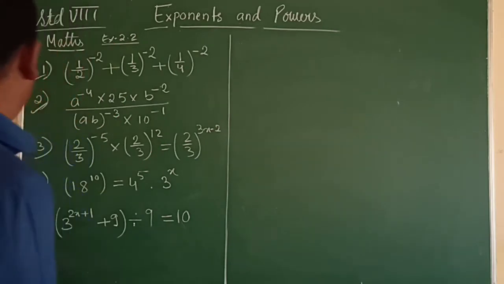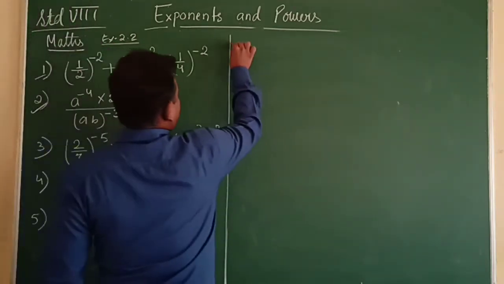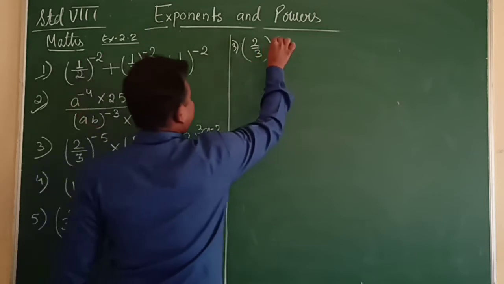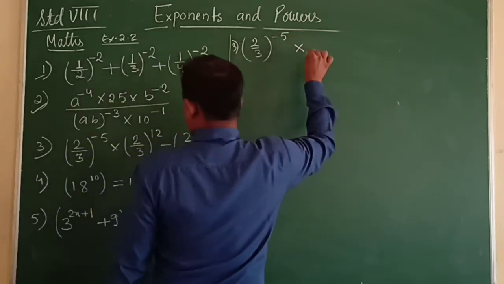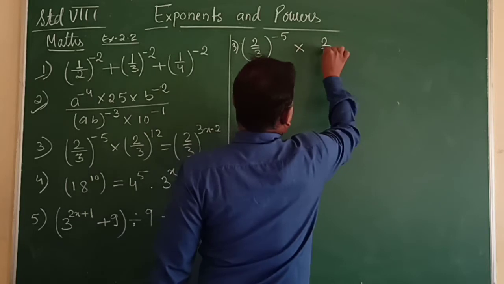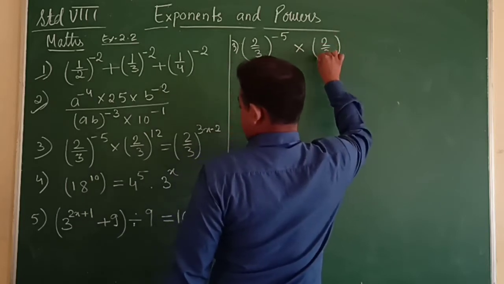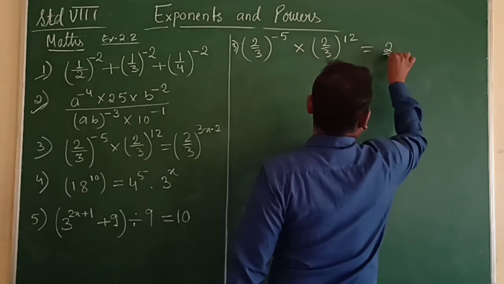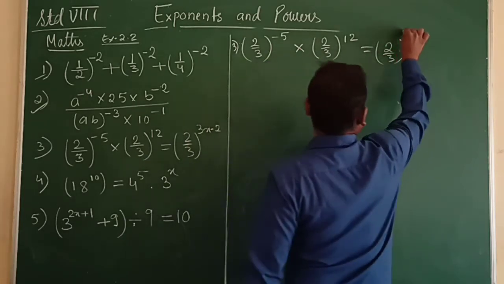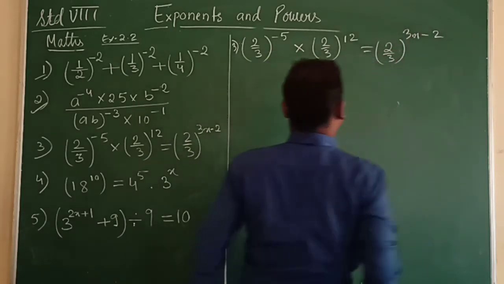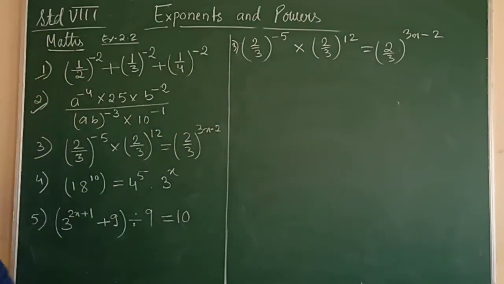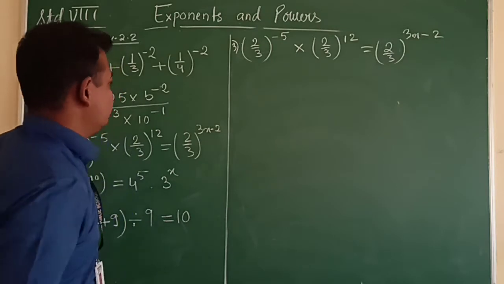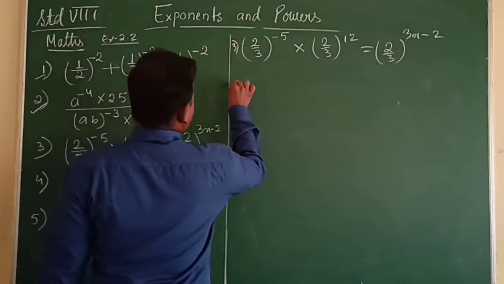The third question is (2/3) to the power minus 5 multiplied by (2/3) to the power 12 is equal to (2/3) to the power 3x minus 2. Here we have to find the value of x.